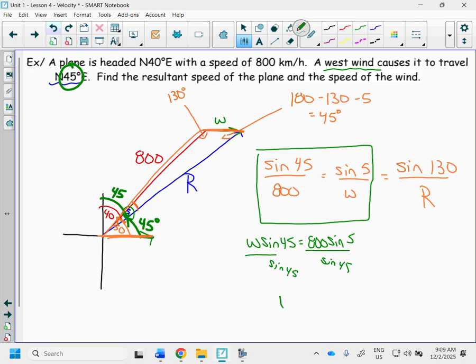And I think the wind should be, I get 98.61. And all it wants to know is the speed of these things. So just done.